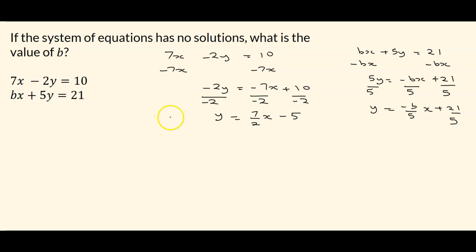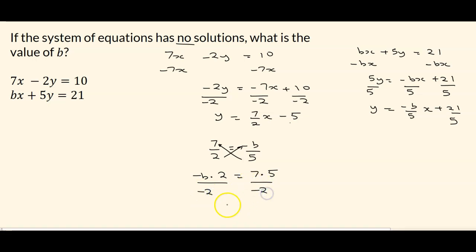What we're looking at here is that we were already told there are no solutions. So let's look at the intercepts. The intercepts are different, so that means the slopes are going to have to be the same. So therefore, 7 over 2 equal to negative b over 5. We're going to just do a cross product here. So we have negative b multiplied by 2 equal to 7 multiplied by 5. We divide everything by negative 2 so we can get b. So we have b equal to negative 35 over 2.